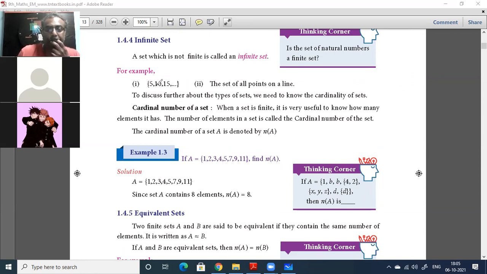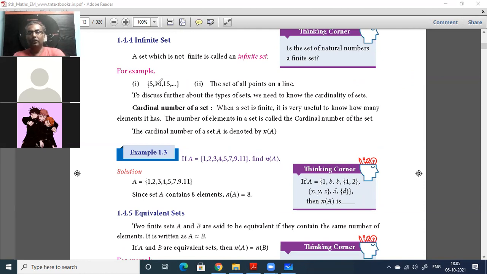Okay, then something else. Please continue to read. To discuss further about the types of sets, we need to know the cardinality of sets. Cardinal number of a set. When a set is finite, it is very useful to know how many elements it has. The number of elements in a set is called the cardinal number of the set.